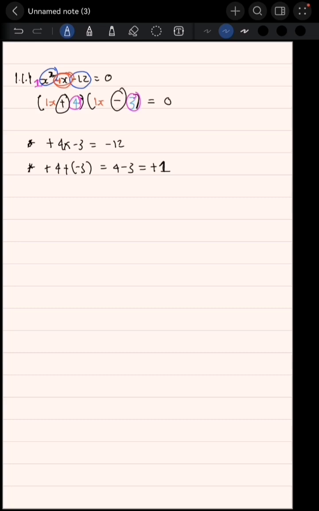Let's try a different sign combination, minus and a plus. Firstly, we are going to multiply the two numbers to see if we get the last term. When we take minus 4, we multiply it with positive 3, we get minus 12. Indeed, this gives us the last term in the expression.